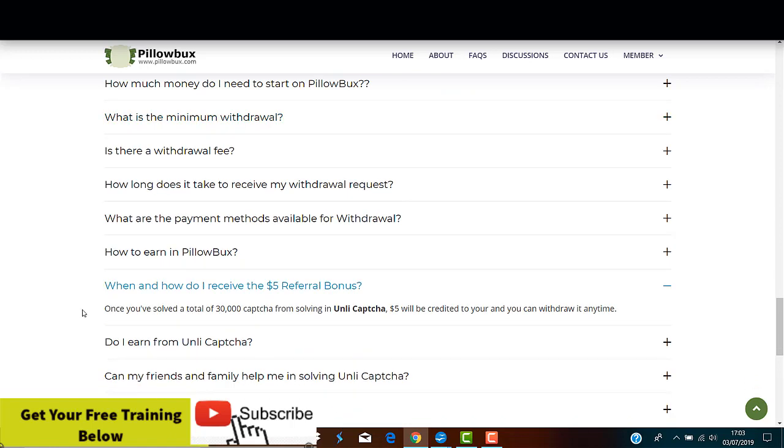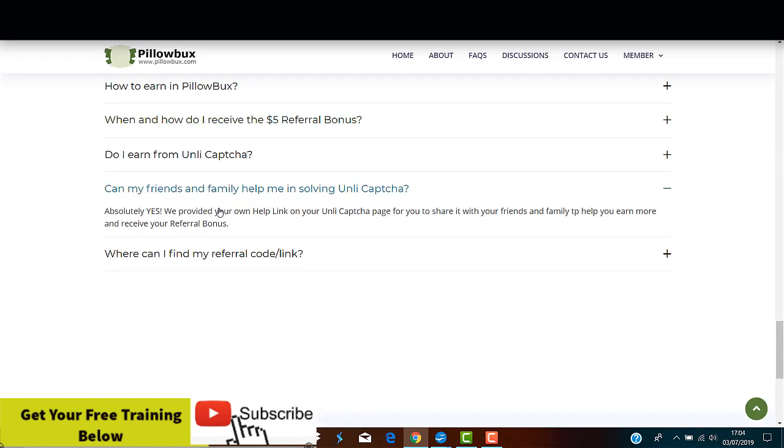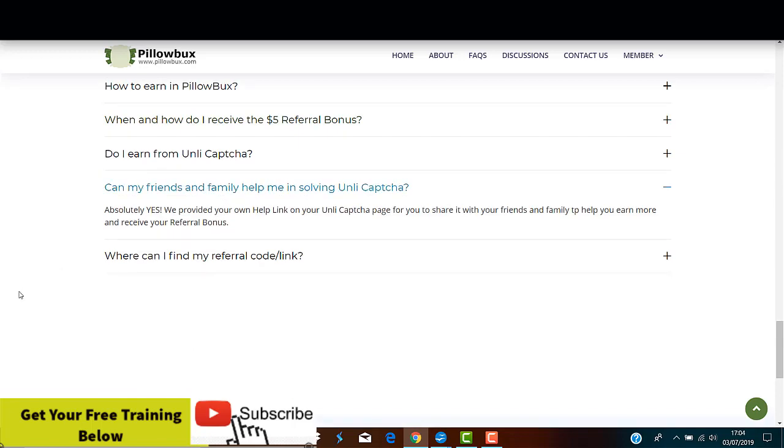And let me show you something important here. When and how do you receive the $5 referral bonus? And this is really important, guys, because it says that once you've solved a total of 30,000 captchas, you heard it right, 30,000 captchas, $5 will be credited to your account and you can withdraw it anytime. There's something else here about the referral program: you can provide the link to your friends and family, so anybody can join them.